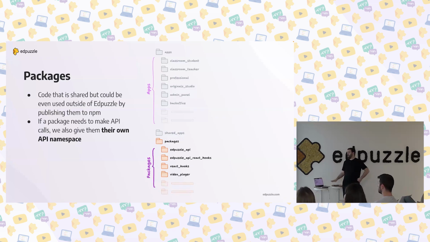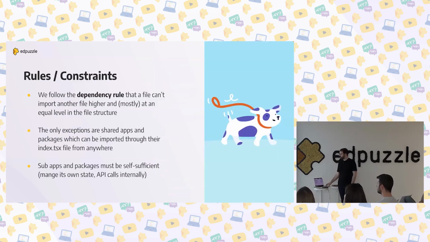Sometimes they do have to access the API as well. For example, the video player has to retrieve captions, get a streaming URL with authorization and stuff like that. So also they have their own namespace here. We grant them their own namespace in our backend for frontend layer.